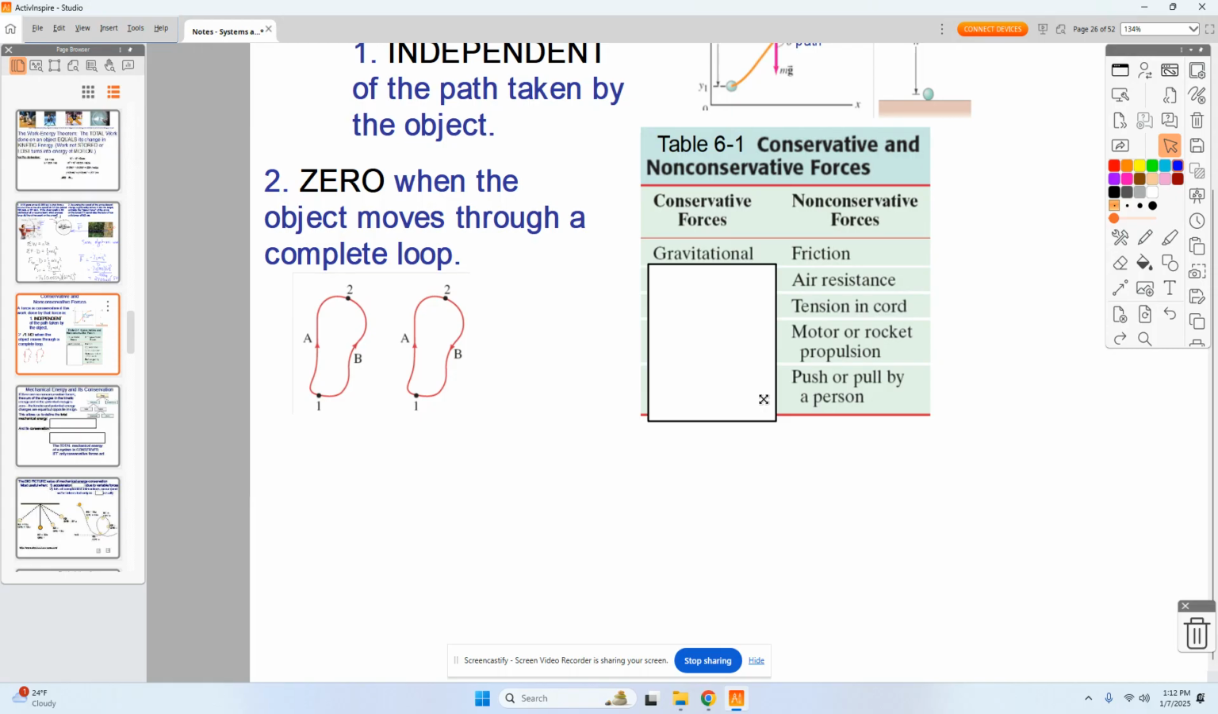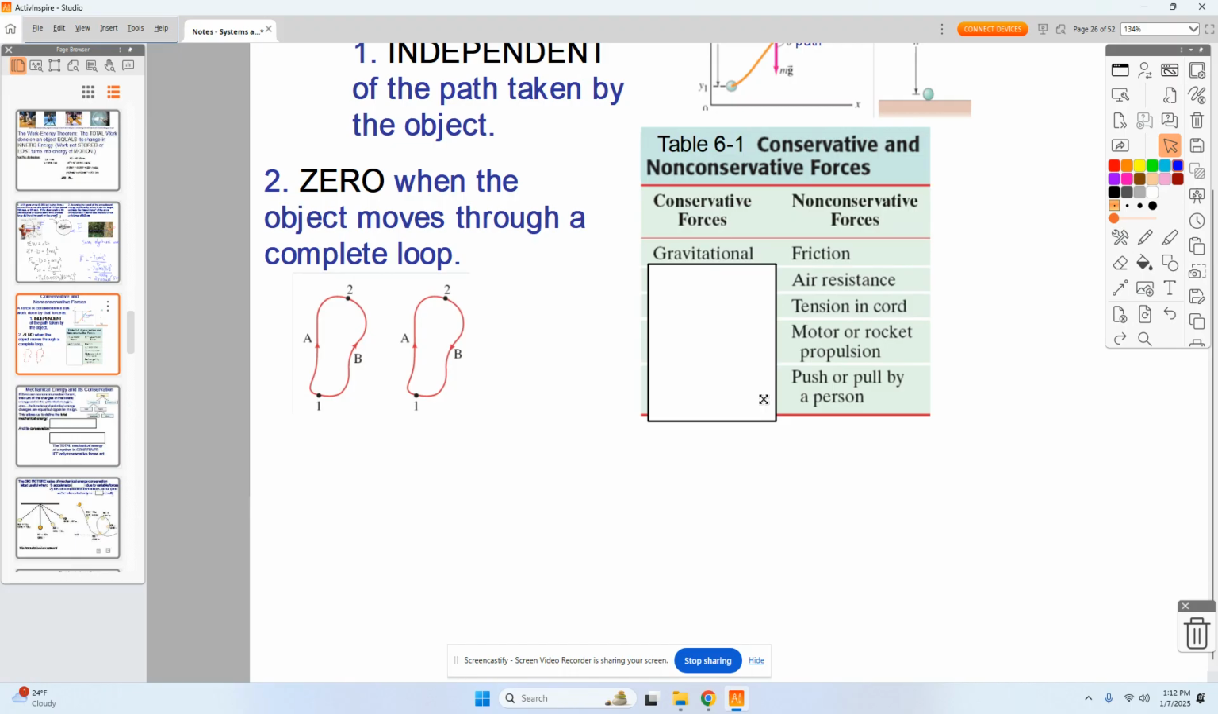Now, that is not true for friction. If I move this book from Will over to here, that work done by friction, would you guys agree that work done by friction was negative? Would you agree that the amount of work done by friction is different if I move it through some convoluted path? Work done by friction does depend on the path taken.